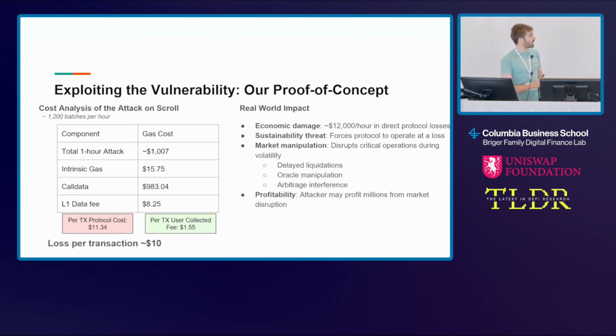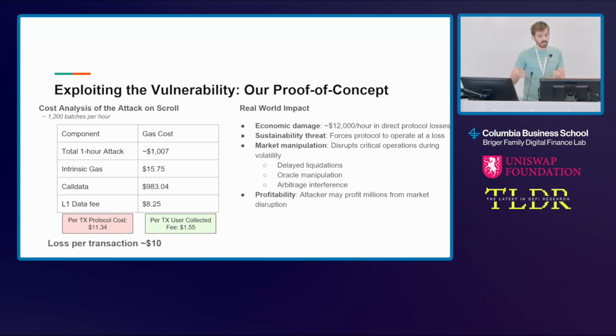$8.25. And as a result, we can see that per transaction, the protocol cost, because of the commitment cost at that point in the L1, was $11. Now it's much lower, but it's the proportion that is the important one. The user transaction will just have to pay to the L2 $1.55, so around 10%. So per transaction, the loss is $10.